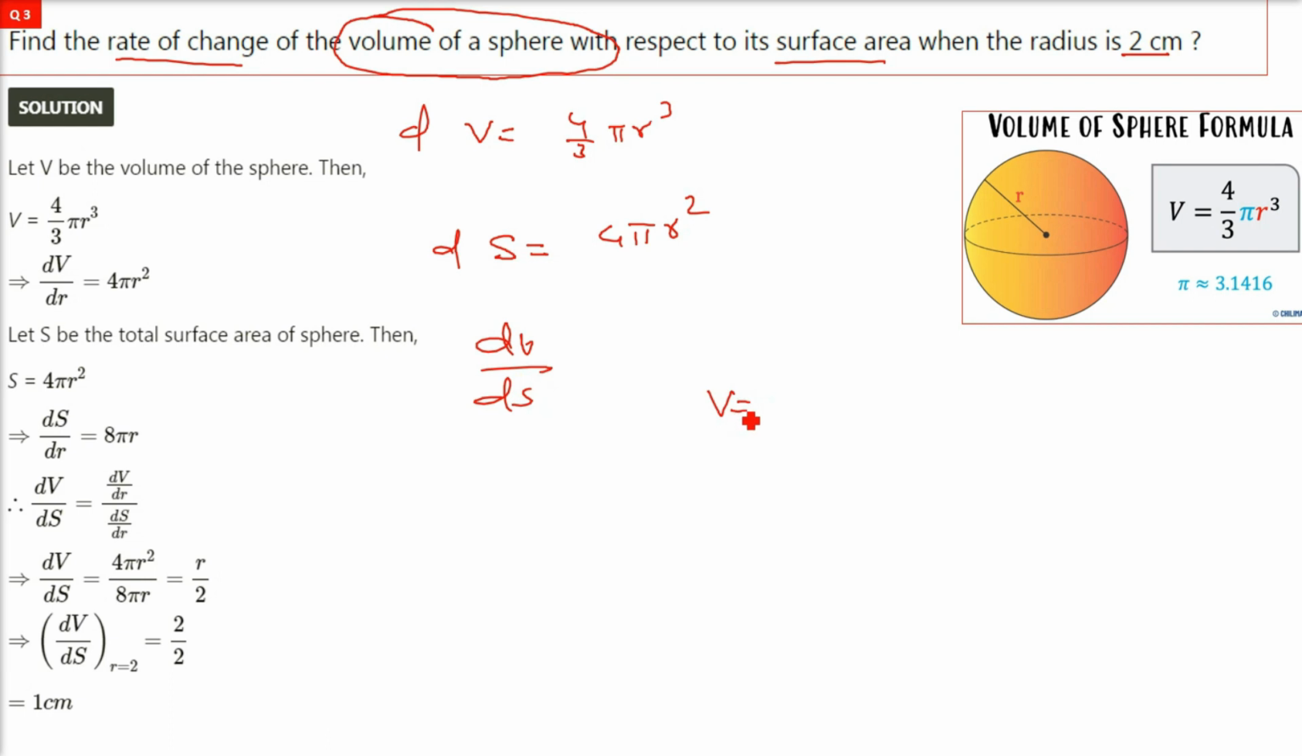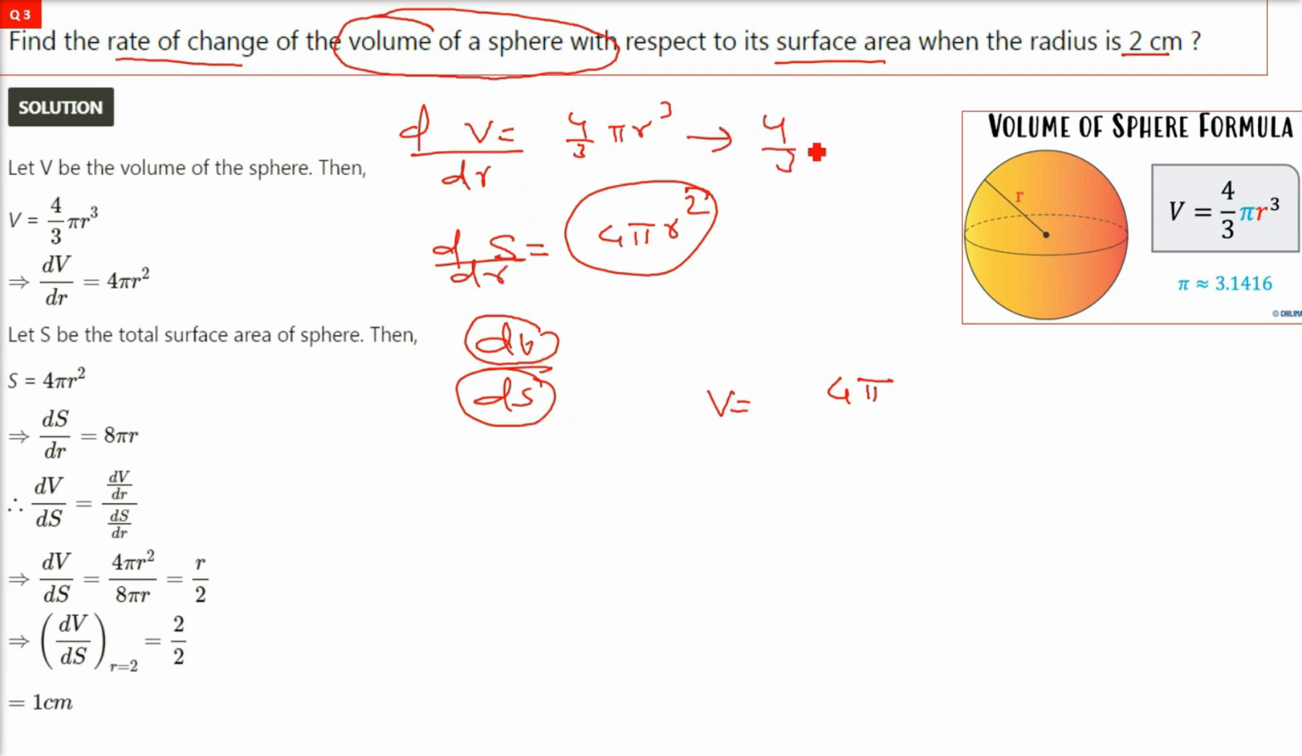Alright. So volume is 4 by 3 pi r cube. First let us find dV by dr. Then we'll find dS by dr. And dV by dS can be computed by dV by dr divided by dS by dr. Again, parametric form. Once you find the differentiation, then you will go about division.